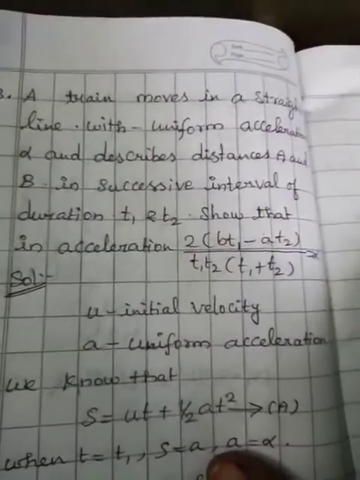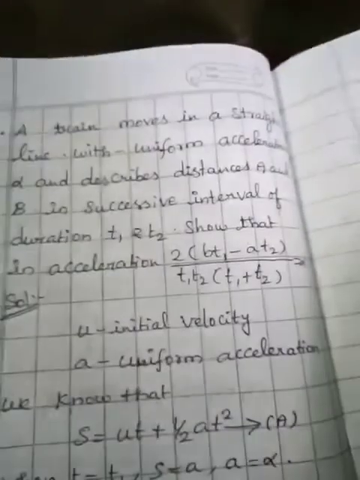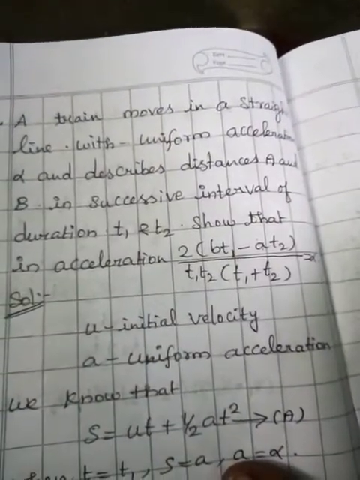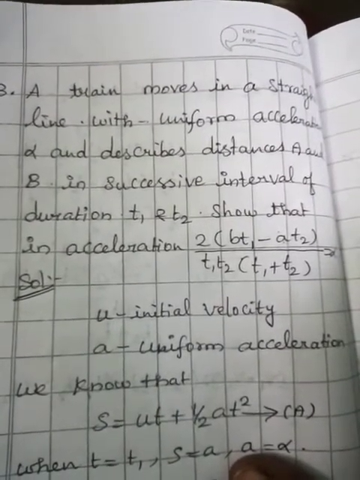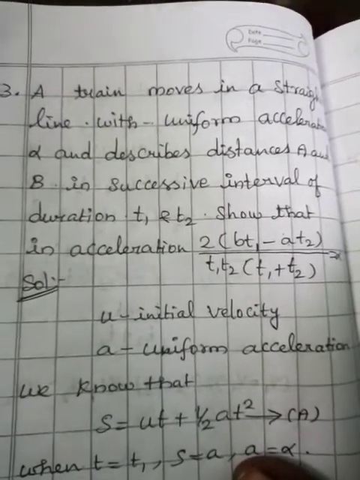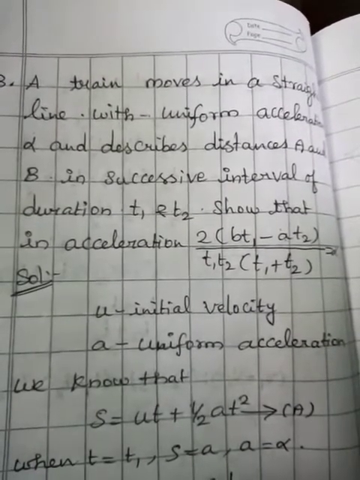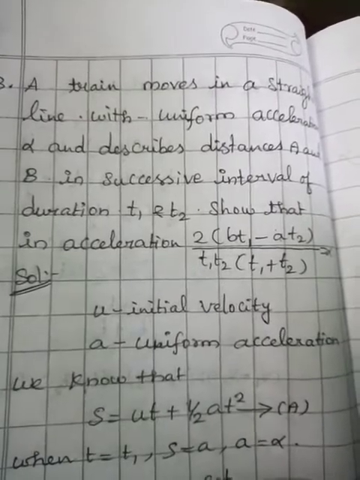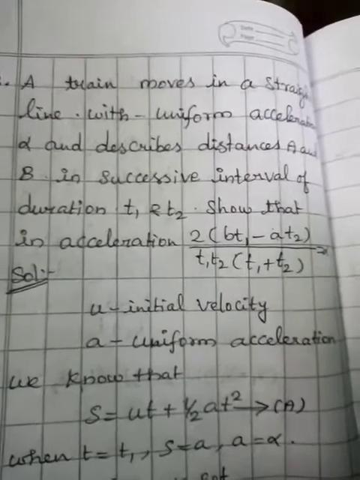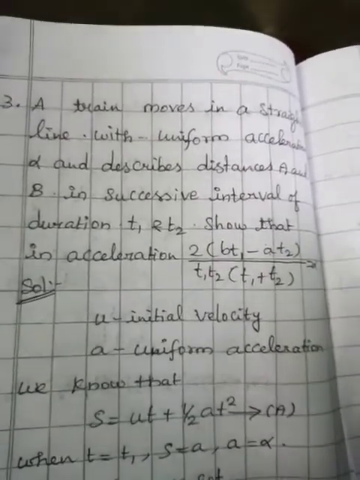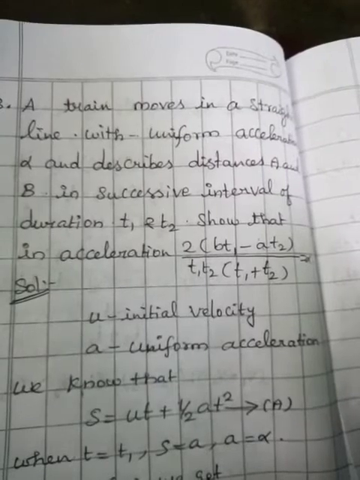So we have proved that 2 into b into t1 minus a into t2 divided by t1 into t2 bracket t1 plus t2 bracket close. This is the answer. Hence the proof.